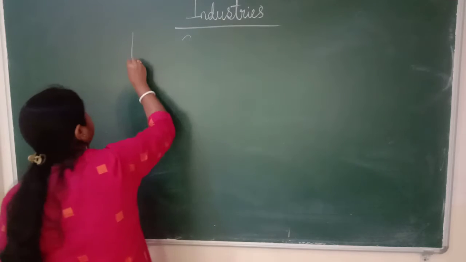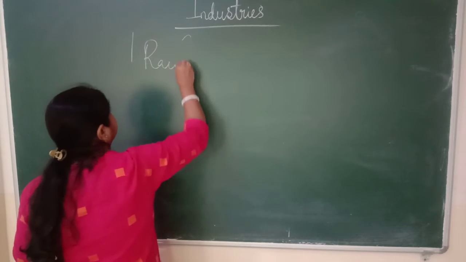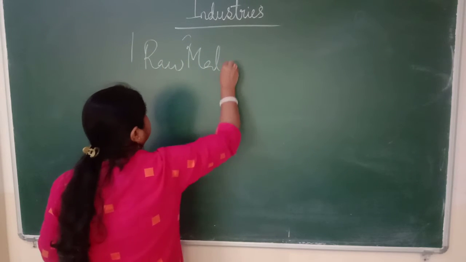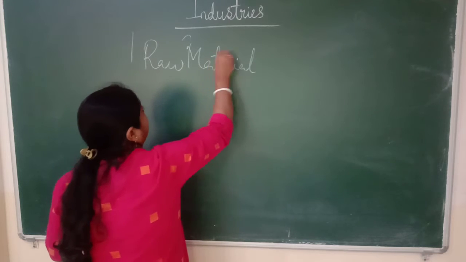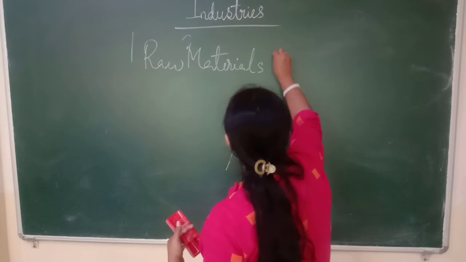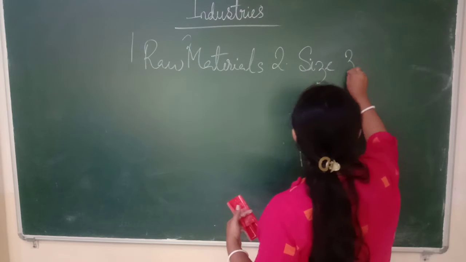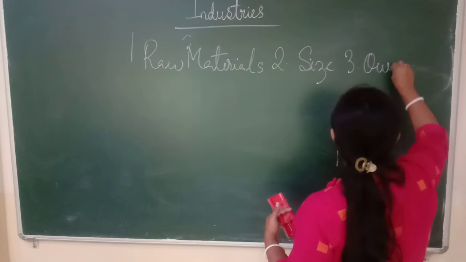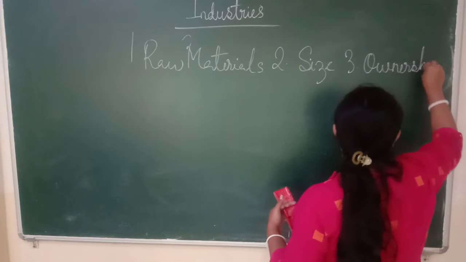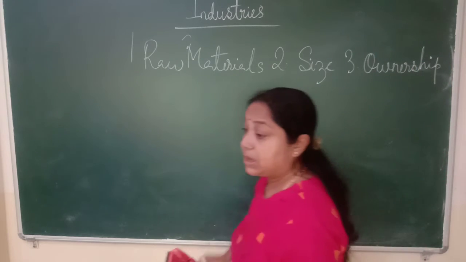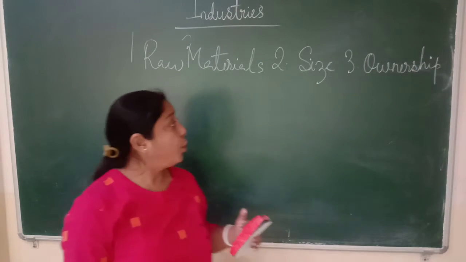The first criteria is raw material. The second criteria is size. The third criteria is ownership.